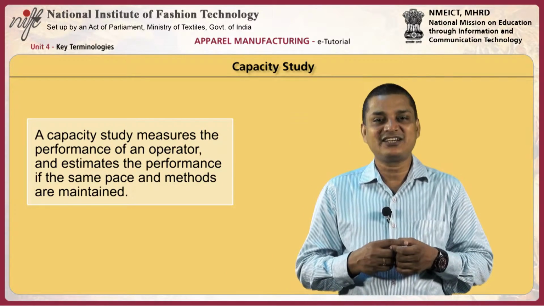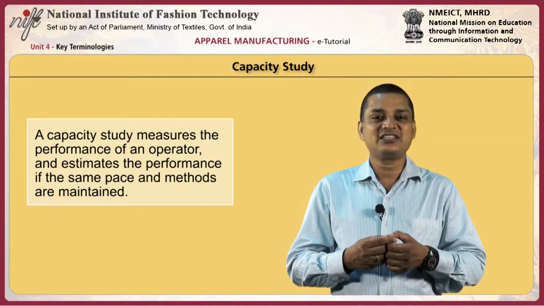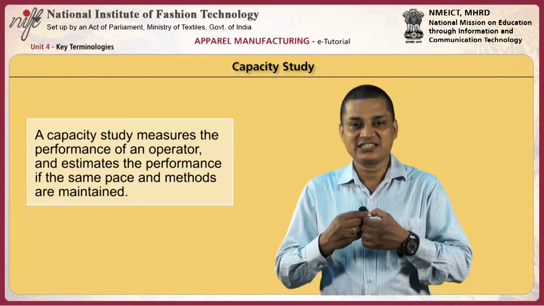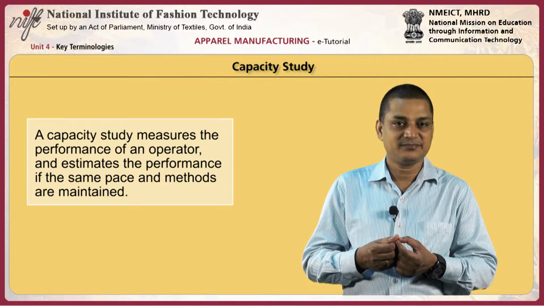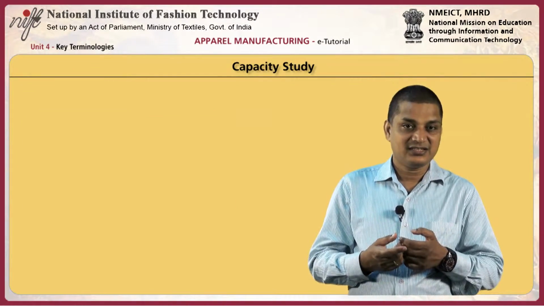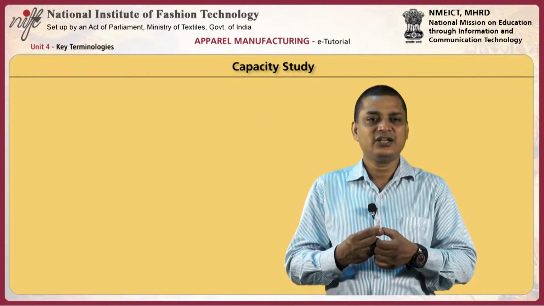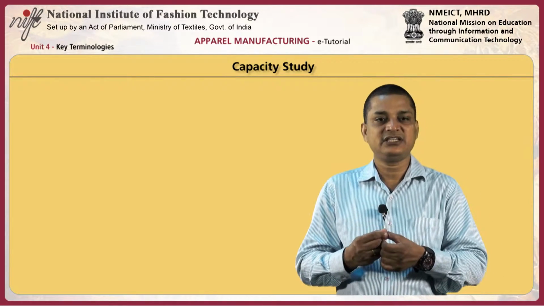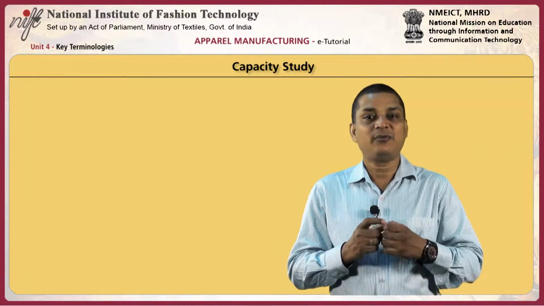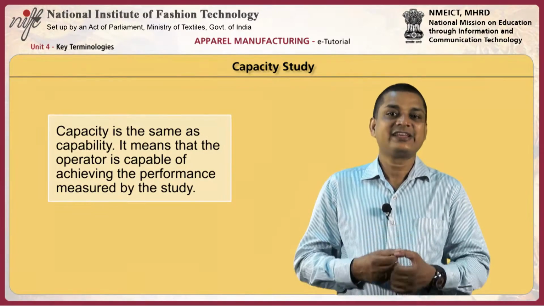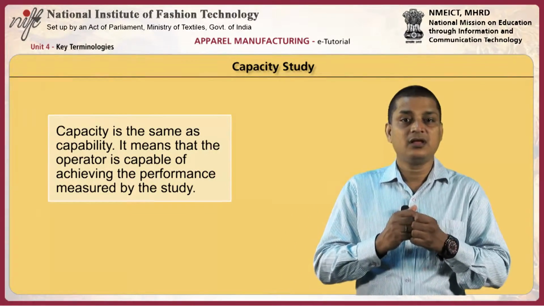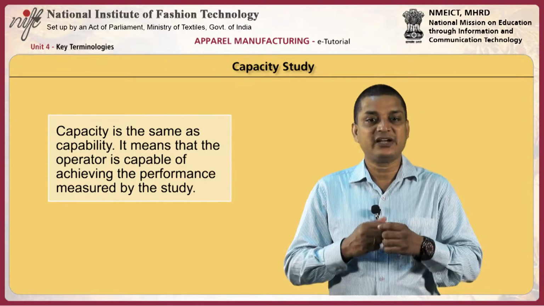When we make a capacity study on an operator, we are measuring the performance she should retain if she continues to work at the same pace and use the same method, as observed during the study. This means that at the end of the study, we can say that the operator has the capacity to be a 120% performer, or whatever performance level the study indicates. Capacity means the same as capability. It means that the operator is capable of achieving the performance measured by the study.